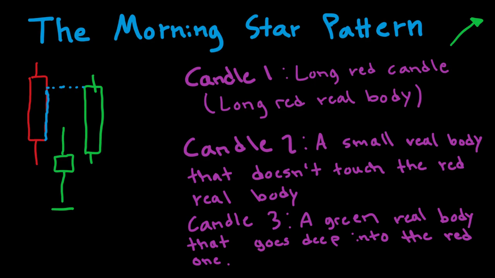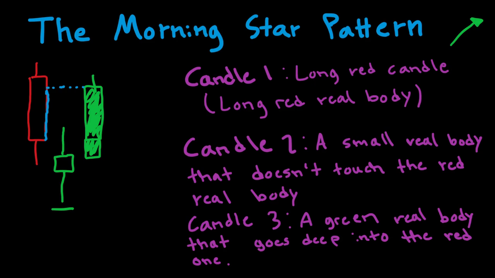And in order for it to be a real morning star pattern, we need the green candle to go deep within the red one. And preferably, we want to see the green candle gap up here. So if we delete this part, it would be even better if we have some space between the small real body and the next candle, candle two and candle three. This is not a must, but in a perfect case, we want a gap up here. But as I said, it's okay if the green one looks more like this.